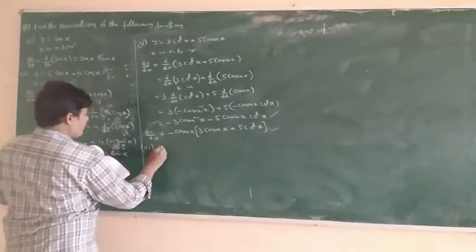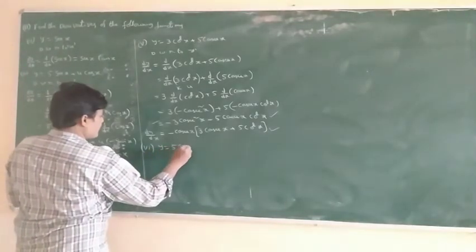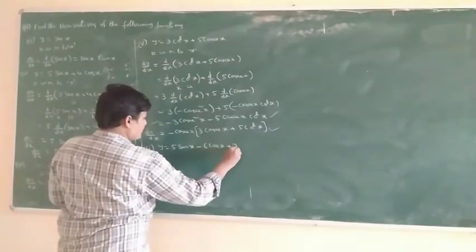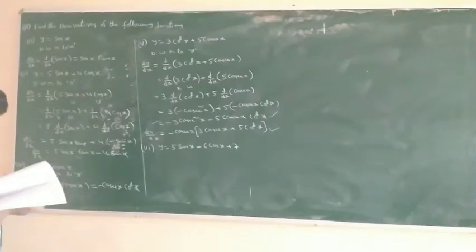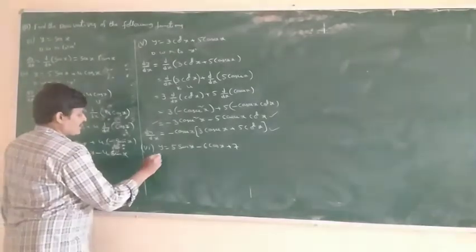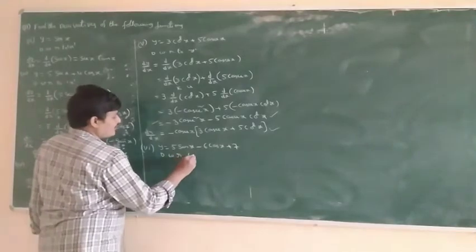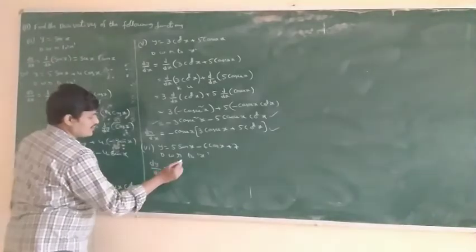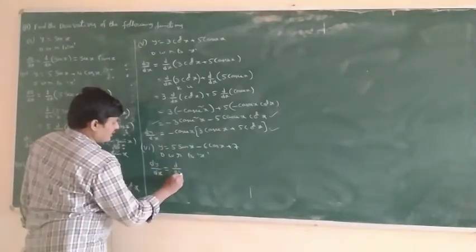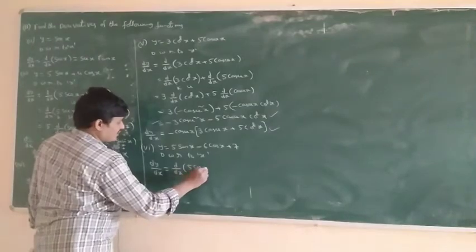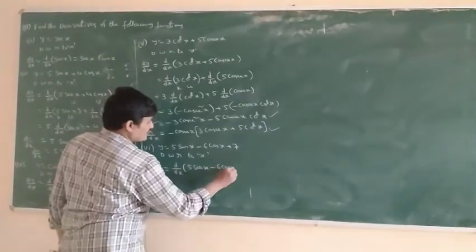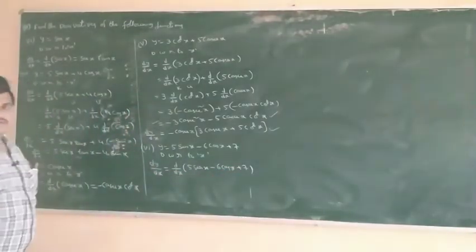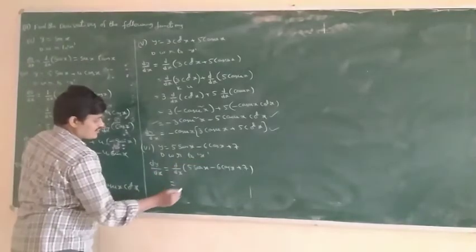Next, sixth one. y is equal to 5 sin x minus 6 cos x plus 7. So derivative, simply derivative with respect to x. dy by dx is equal to d by dx of 5 sin x minus 6 cos x plus 7. Derivative of u minus v plus w. Okay, so separated the functions.